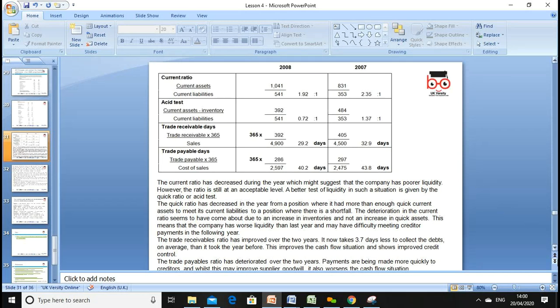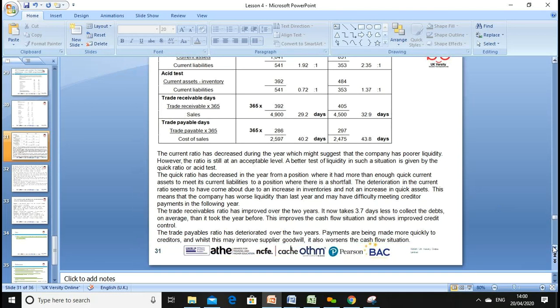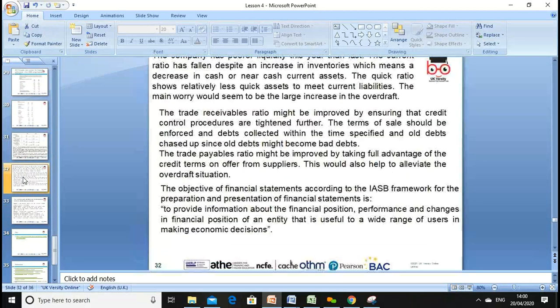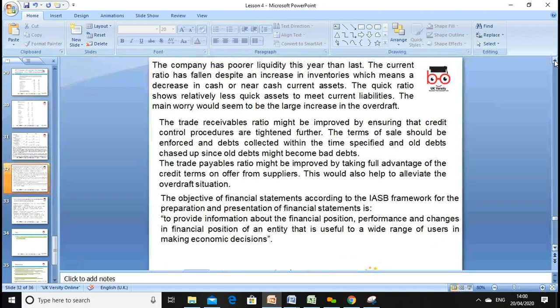The current ratio decreased during this year, so the liquidity situation was better before. The quick ratio also decreased. The trade receivable is lower, so it takes fewer days to collect. On the basis of this we can move forward. The company has poorer liquidity this year than last year. The current ratio has fallen despite the increase in inventory. So we can interpret these ratios, and then we can make a decision.